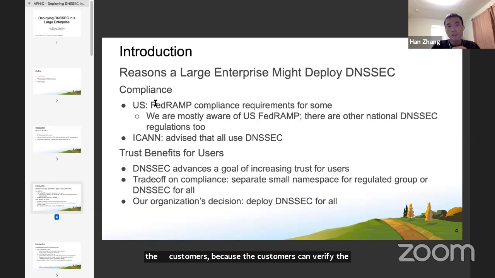But there are some trade-offs between separating a small namespace for regulated groups or applying DNSSEC for all. For example, zone management and key management and some other things. So at Salesforce, we decided to apply DNSSEC for all of them.